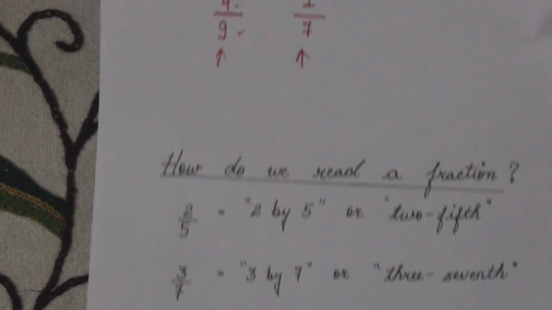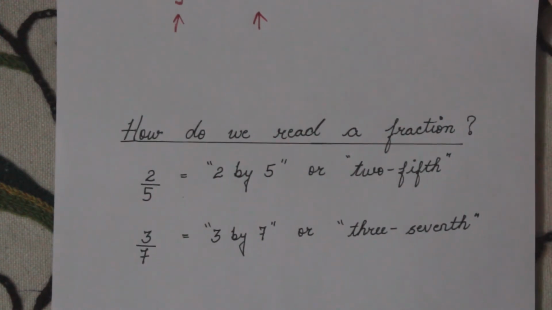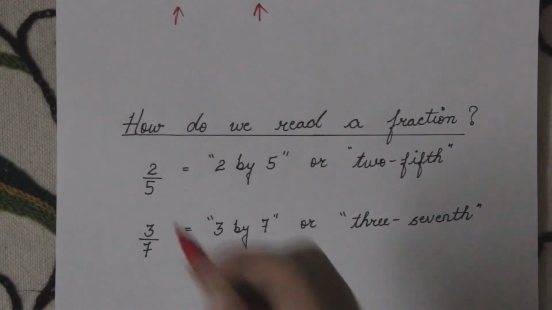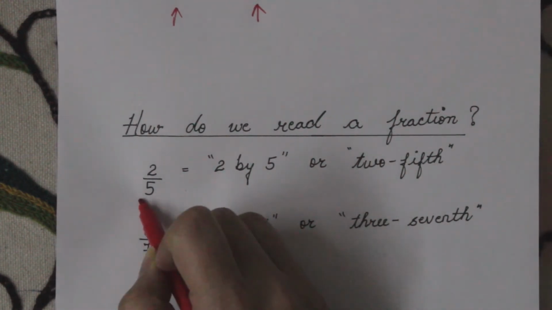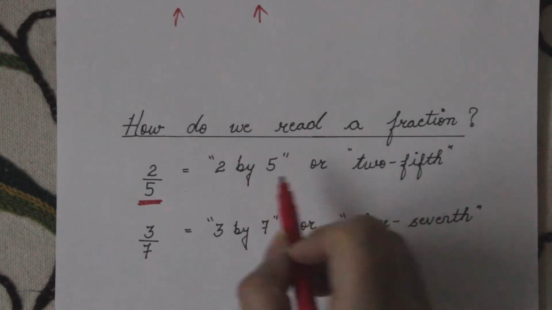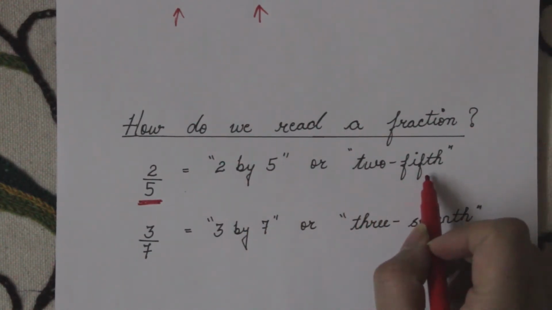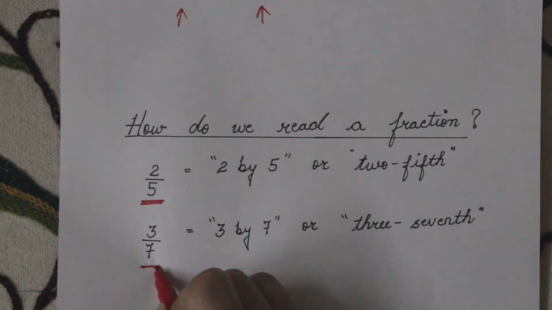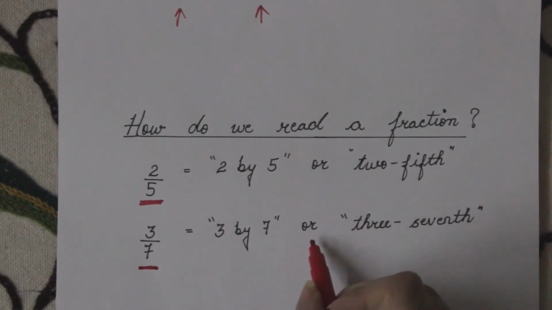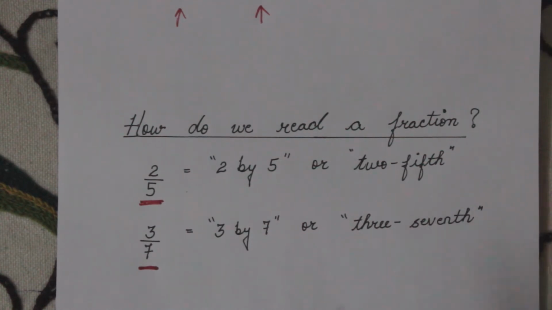Now we'll move on to the next topic, that is, how do we read a fraction? This is read as 2 by 5 or 2/5. This fraction is read as 3 by 7 or 3/7.